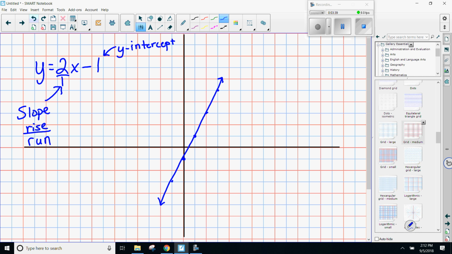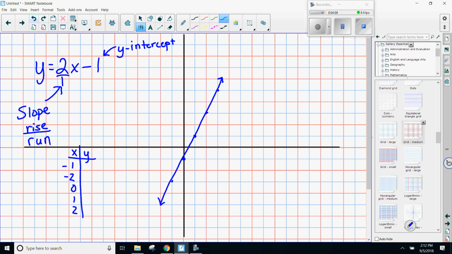you could do the same thing with this one. Back when you first learned how to graph, one thing they tell you to do is make an XY table, and you just pick values for X. And you're like, well, what values do you pick? Well, it doesn't matter. Pick -2, -1, 0, 1, 2. I don't care what you pick. Put those values into the equation for X and see what your Y value is.